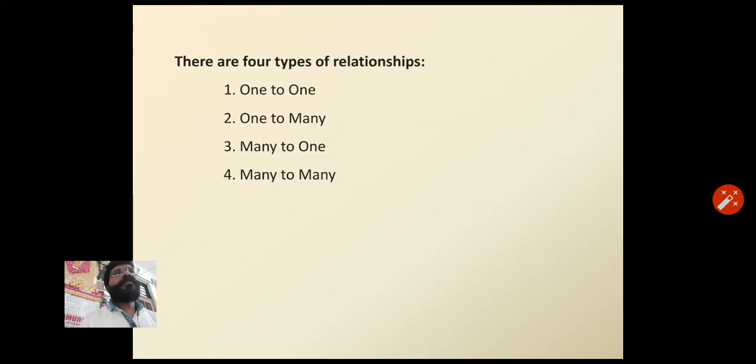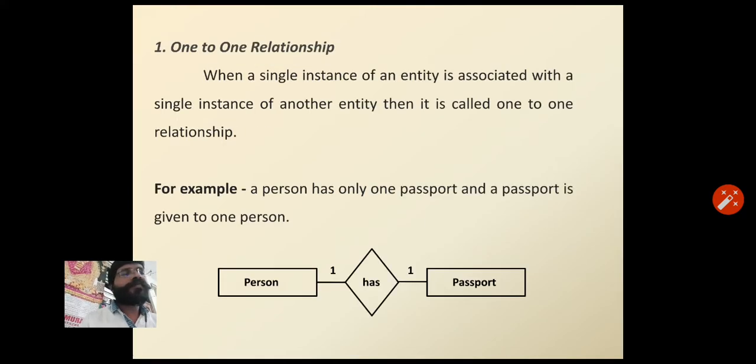There are 4 types of relationships: one to one relations, one to many relations, many to one relations, and many to many relations. One to one relationship: when a single instance of an entity is associated with a single instance of another entity, then it is called a one to one relationship. For example, person and passport: a person has a single passport, and a single passport has a single person's name. So, this is an example of a one to one relation.